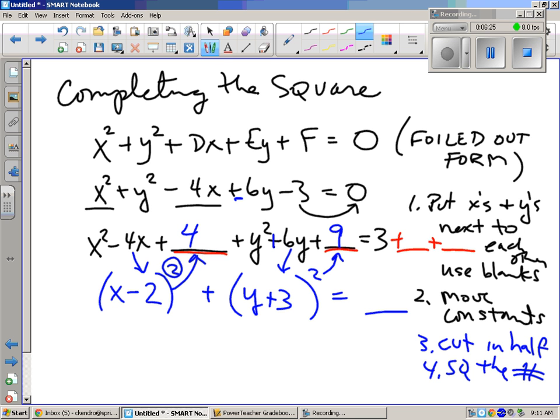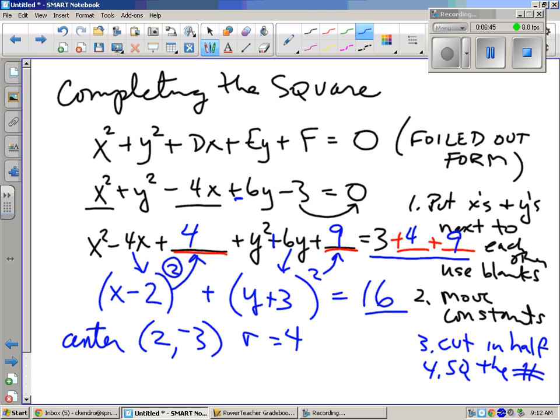Now because I added it on the left, the 4 and the 9, I have to add it on the right to keep things balanced. Now adding all 3 of those up, I get 7 plus 9 is 16. Now it's in the circle form. I can tell that my center is 2, negative 3, and that my radius is 4. So it's very easy to graph it now that we've put it in the right form.